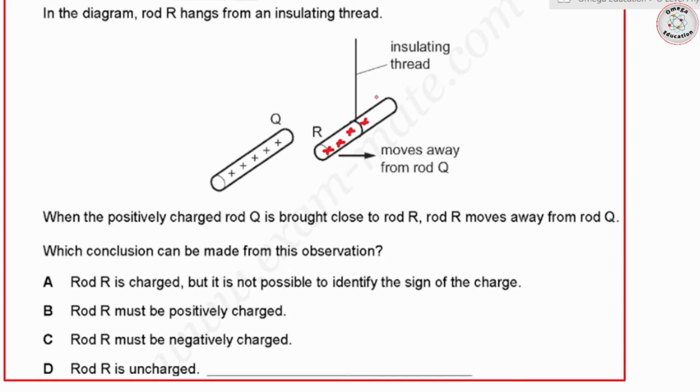Sorry, the rod R would move away from the rod Q because of the force of repulsion, and the force of repulsion exists only if these were like charges. So which conclusion can be made from this observation? Rod R is charged, but it is not possible to identify the sign of the charge. No, whenever there's movement away or towards, we can always identify the charge. So A can't be the right answer. Rod R must be positively charged. Only then it would be pushed away. Only then it moves away from the rod Q.